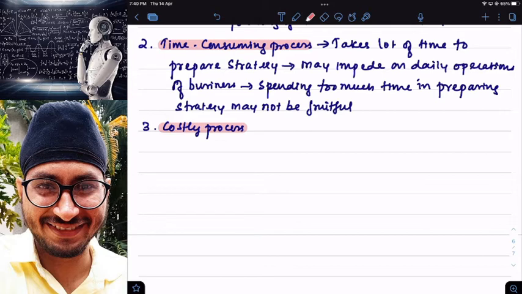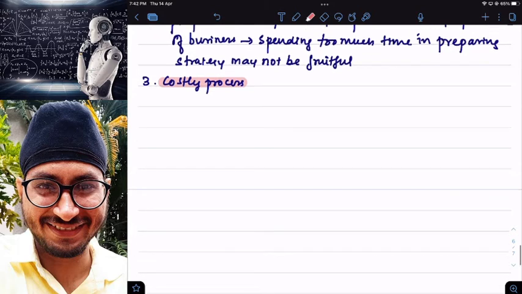See, to ensure that strategic management is being implemented in a business, experts have to be hired, management consultants have to be hired, and obviously these will not come free of cost, right? They will charge some expenses, and the money I have to pay to them is not that cheap, right? They are very expensive people. So that is why it is a costly process.